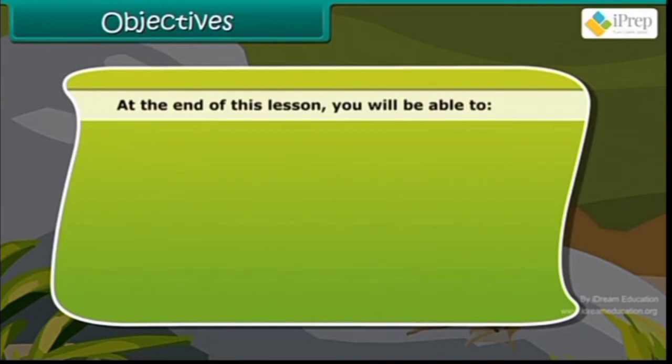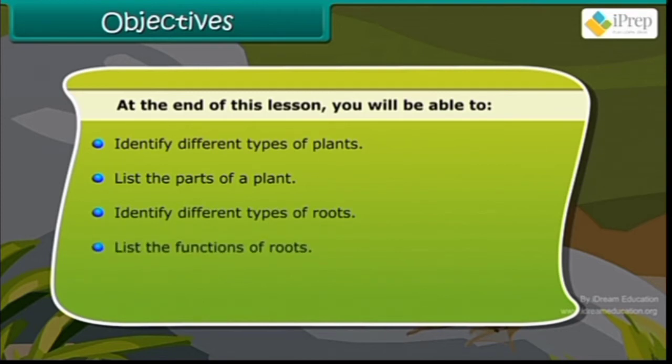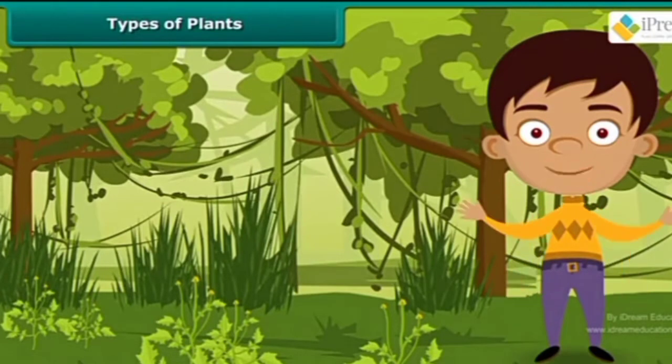At the end of this lesson, you'll be able to identify different types of plants, list the parts of a plant, identify different types of roots, list the functions of roots, and understand the structure and function of a stem. We see different kinds of plants growing around us.